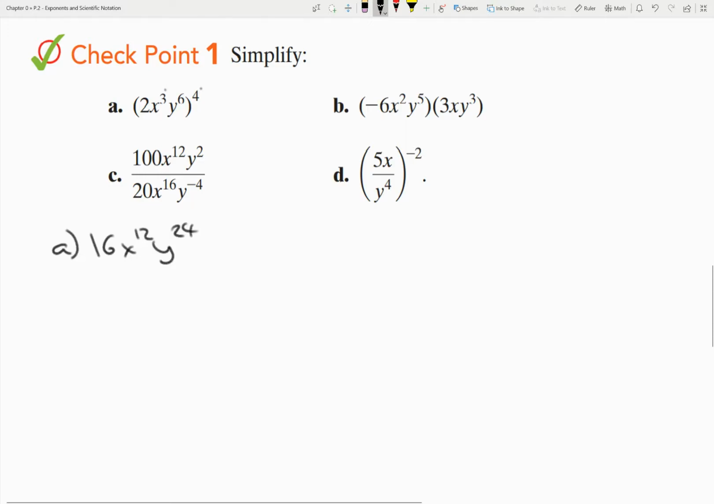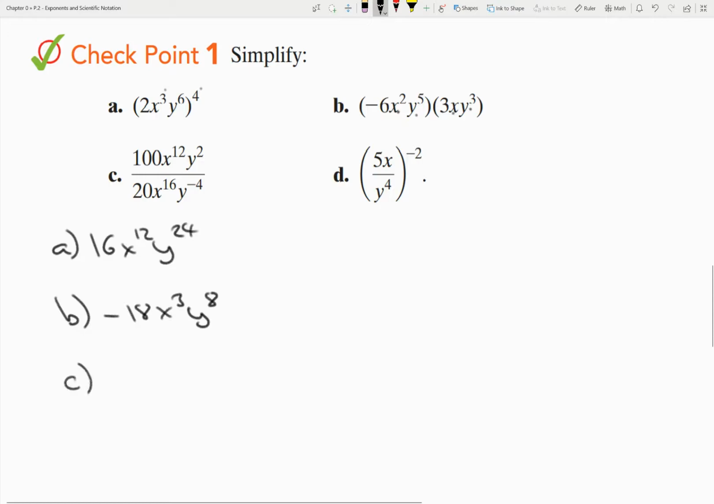Okay. Part B, we are just going to multiply those two terms together. So we have negative 6 times 3 gives me negative 18. I have x squared and x. That gives me x to the 3rd. y to the 5th and y to the 3rd gives me y to the 8th power.